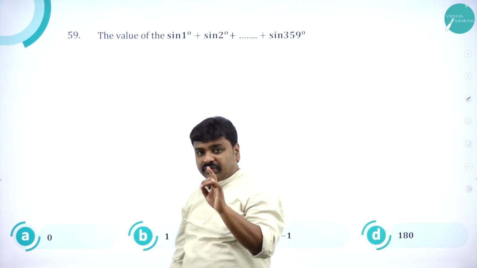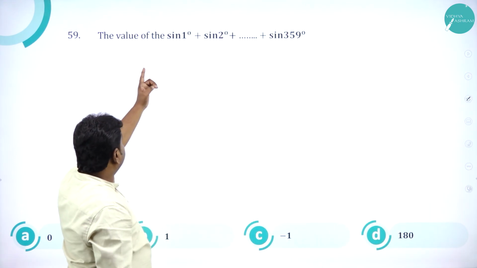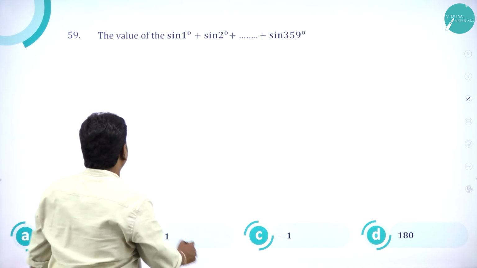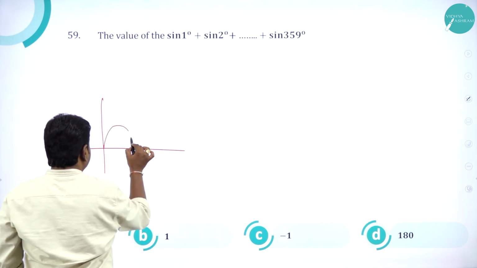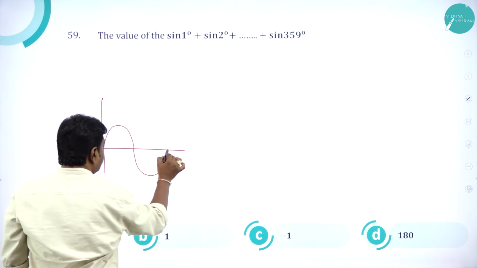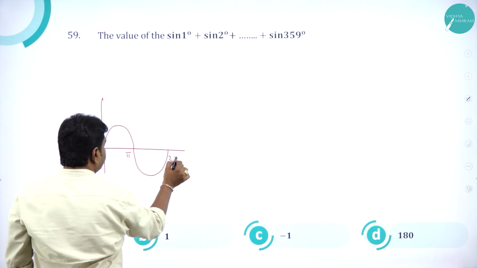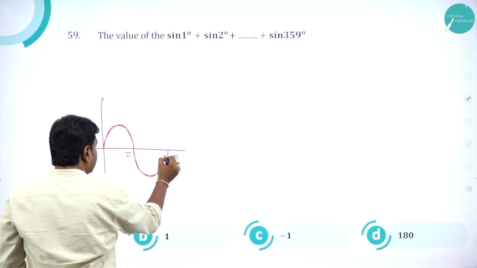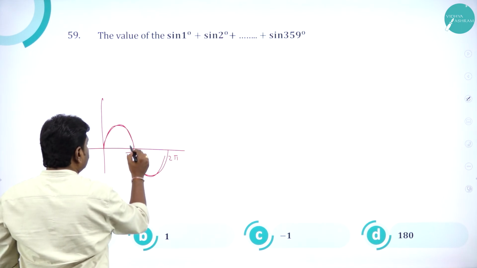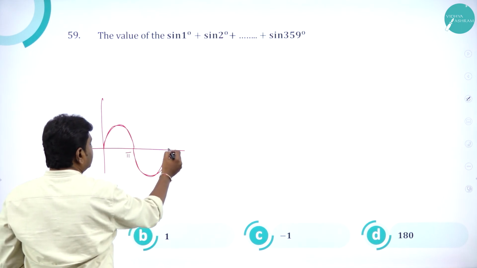Next, one of the very good questions. Sine 1 degree, they started till 359 degree. So you know the sine graph, sine pi it is. This is 2 pi. This is pi, this is 2 pi. So these are all the positive angles, these are all the negative angles, equal and opposite. This is 1 to 180, 180 to 360.